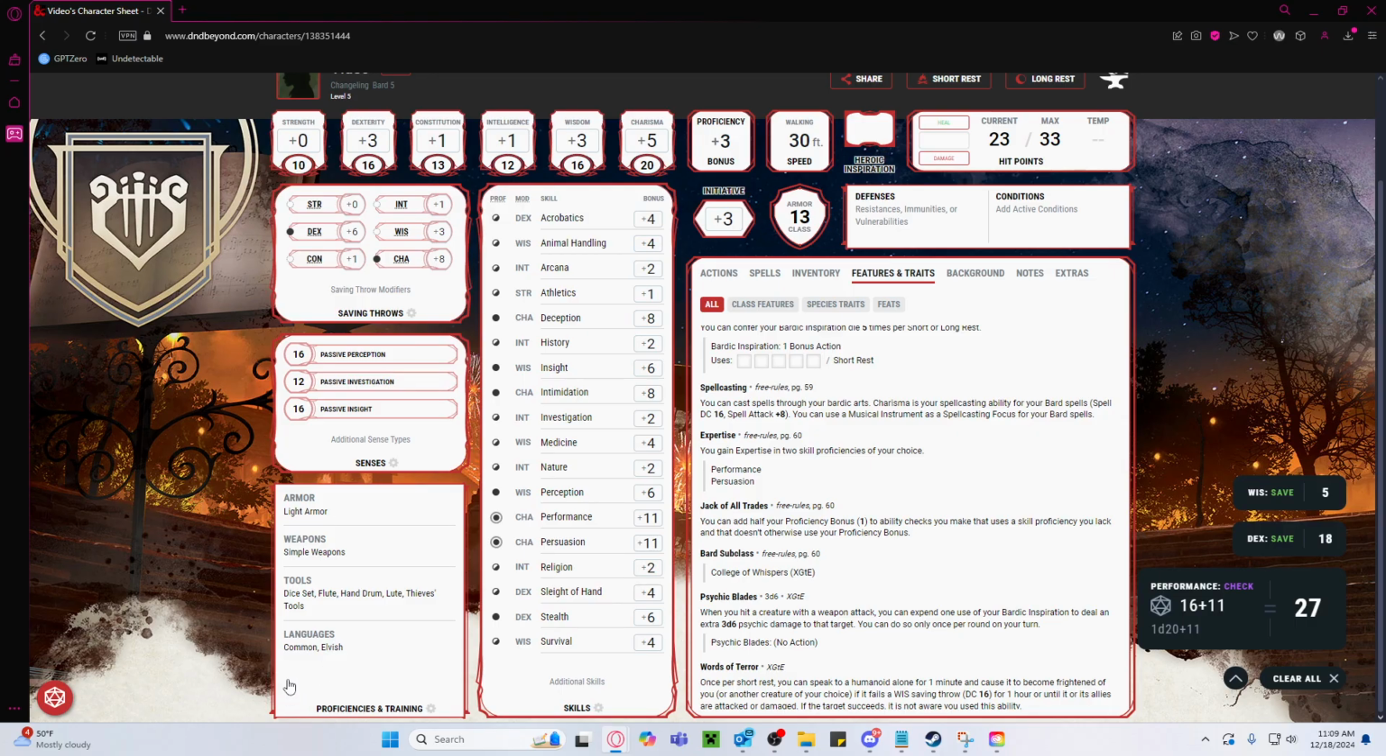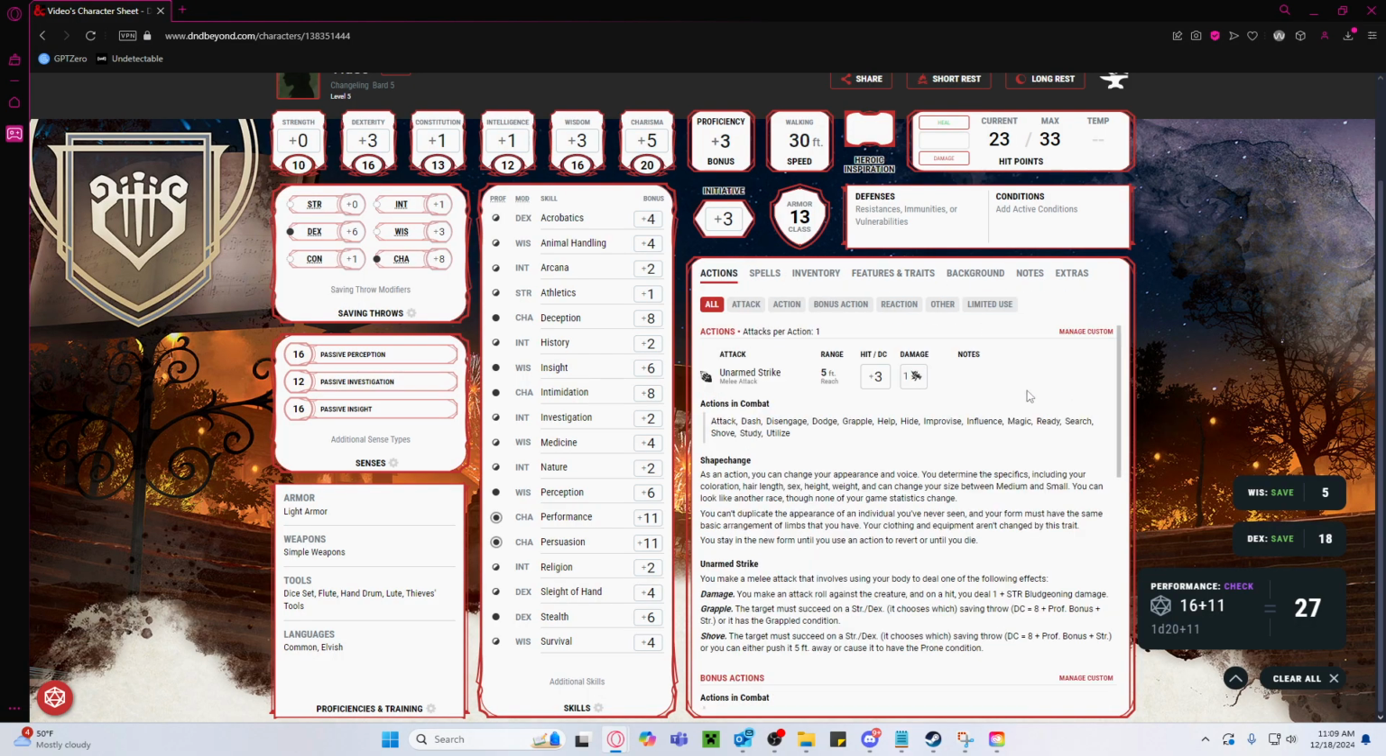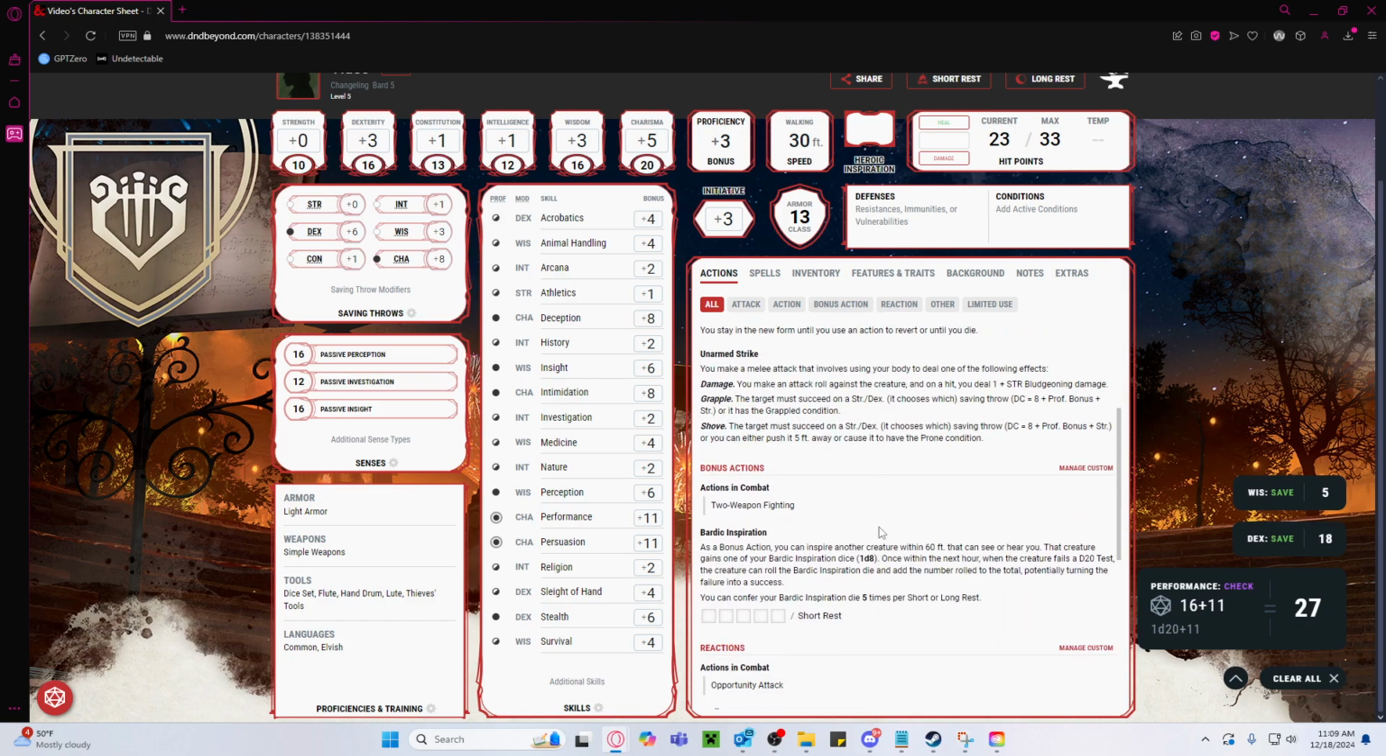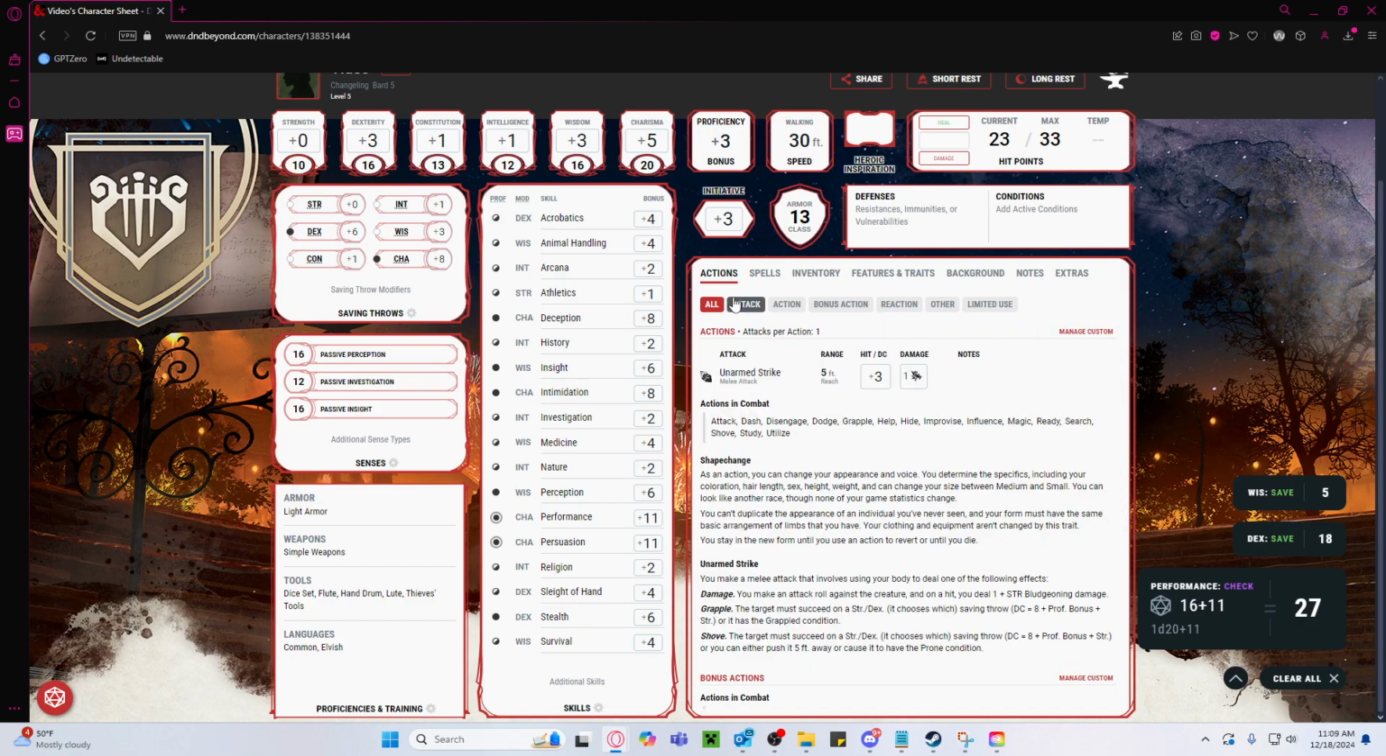As well as this stuff, I can speak common and elvish. These are, once again, you don't roll. If you just hear someone talking it or you want to talk in it, you just do. Alright, this is the big section. So, let's kind of try to speed through this.